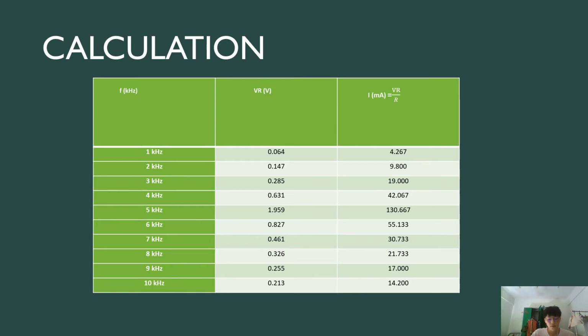We can use the voltage of the resistor that we observe to calculate the current by using the formula VR equals I times R. And from here, we will get the current for each frequency.